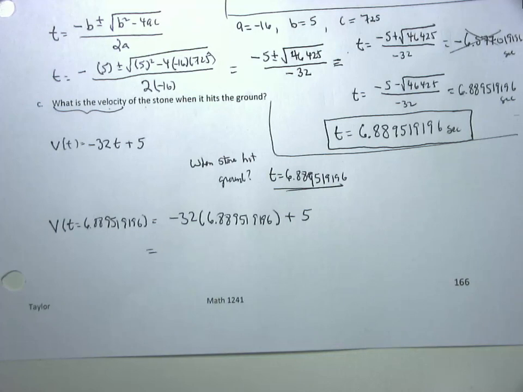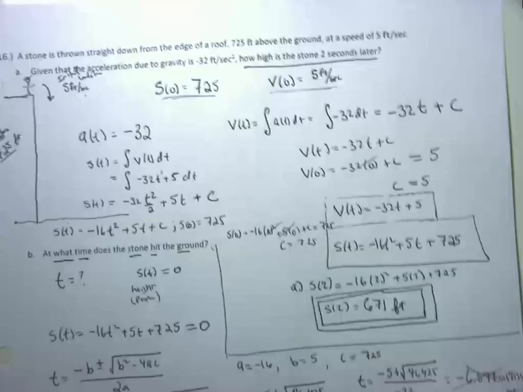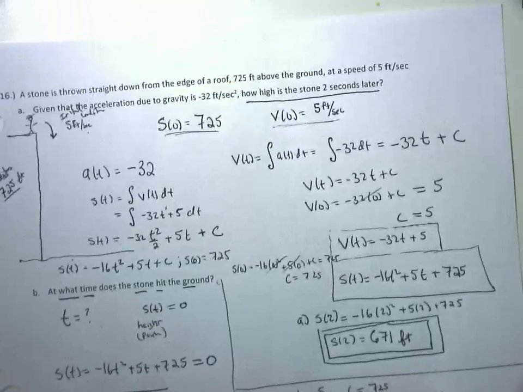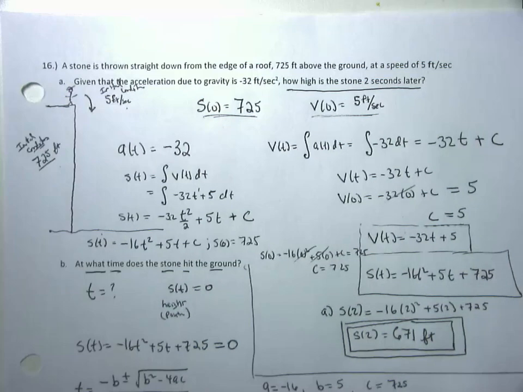Oh, that's a typo. I made a mistake, a big mistake, and that's going to screw up all my answers. Okay, let me go back and fix my problem. I should have known this. What did I write down in the beginning? Here's my typo. A stone is thrown straight down off a roof of 725 feet. What direction did we throw the stone? I didn't throw it up. I threw it down, and I wasn't paying attention.